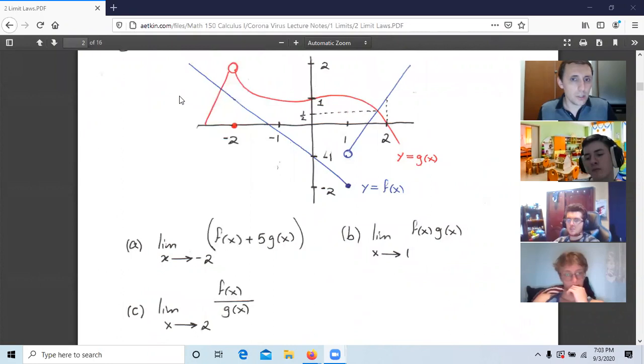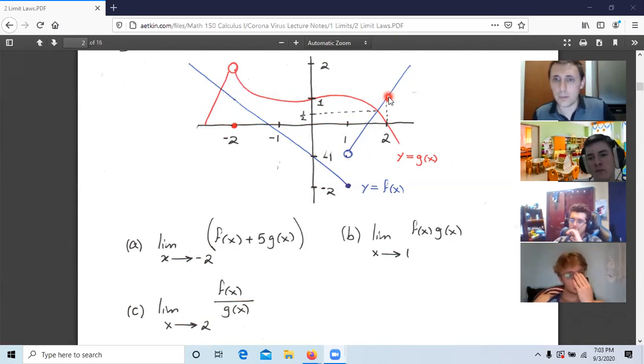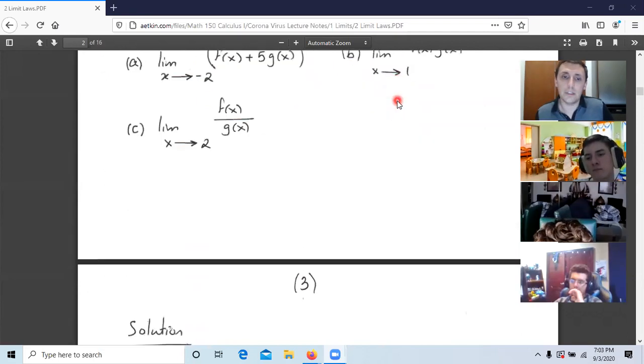Okay, so what's the situation, guys? The problem is that g, if I move from the left, is 0 plus, and from the right, it's 0 minus. F is just 1 here, right? So it's 1 divided by 0 plus or 1 divided by 0 minus. If I divide by 0 plus, I get positive infinity. If I divide by 0 minus, I get negative infinity.